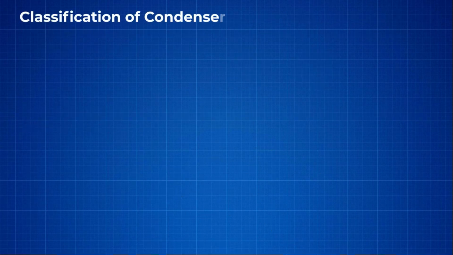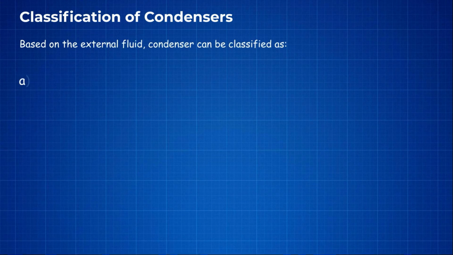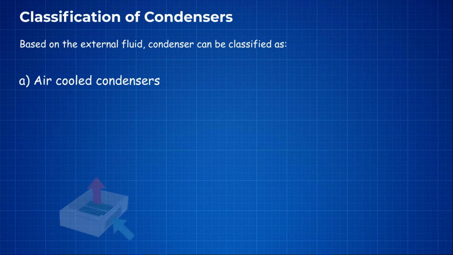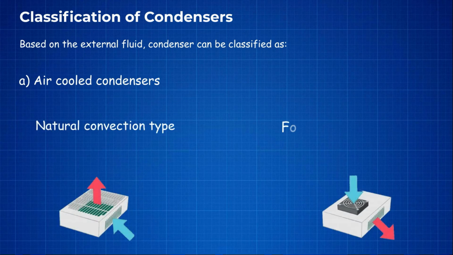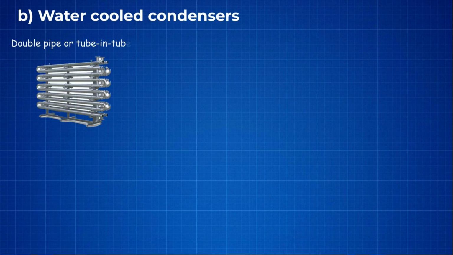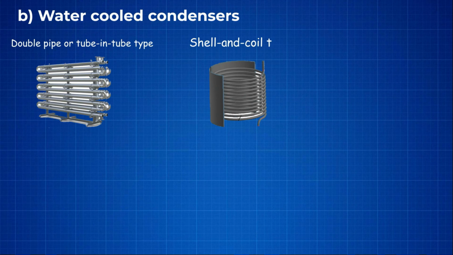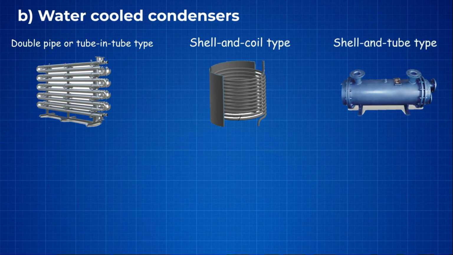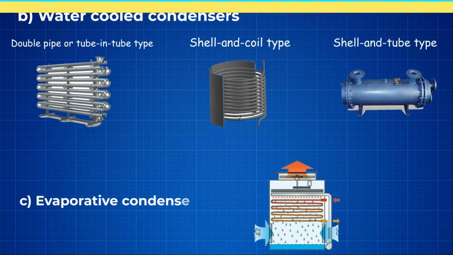Classification of condensers. Based on the external fluid, the condenser can be classified as: A. Air-cooled condensers: natural convection type, forced convection type. B. Water-cooled condensers: double pipe or tube-in-tube type, shell and coil type, shell and tube type. C. Evaporative condensers.